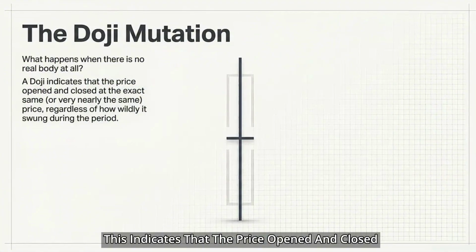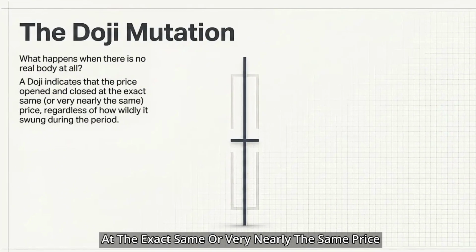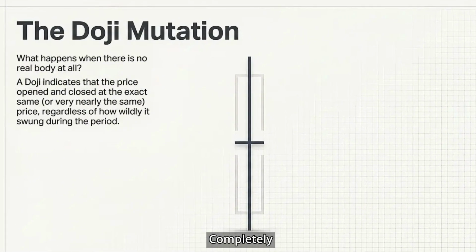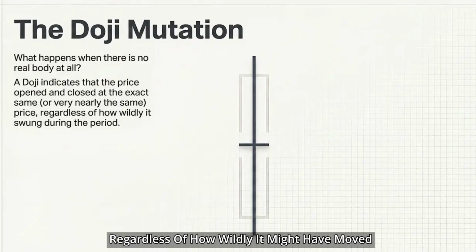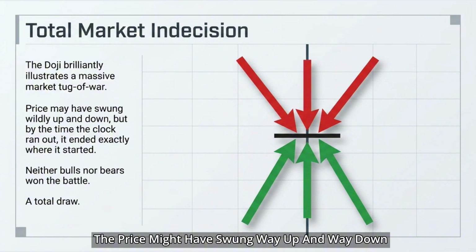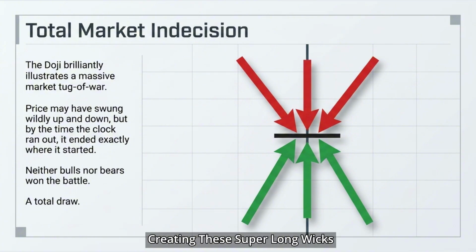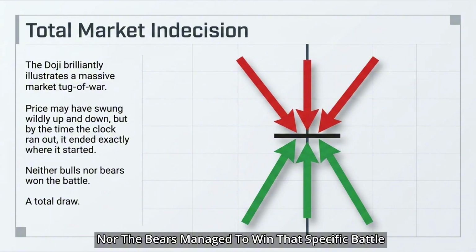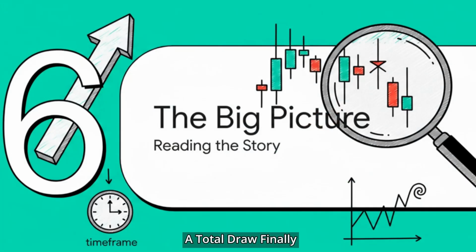This indicates that the price opened and closed at the exact same or very nearly the same price, completely regardless of how wildly it might have moved during that time period. And this brilliantly illustrates a massive market tug-of-war. The price might have swung way up and way down, creating these super long wicks. But by the time the clock ran out, it ended right back where it started. It represents total market indecision. Neither the bulls nor the bears managed to win that specific battle. A total draw.